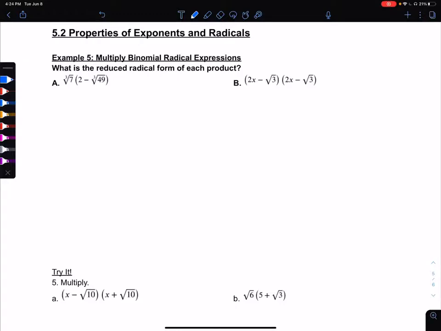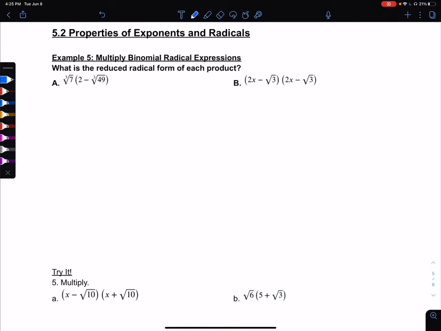Here we're going to look at example 5, where we multiply binomial radical expressions. So the main question: what is the reduced radical form of each product? We have the cube root of 7 times the quantity 2 minus the cube root of 49.